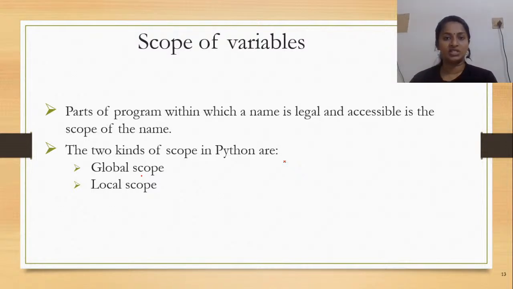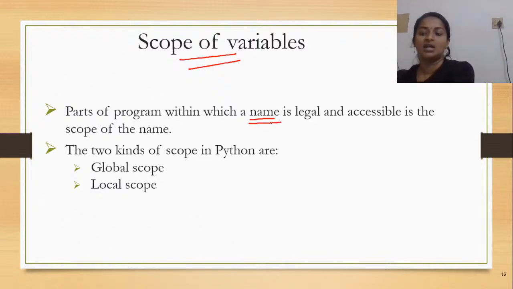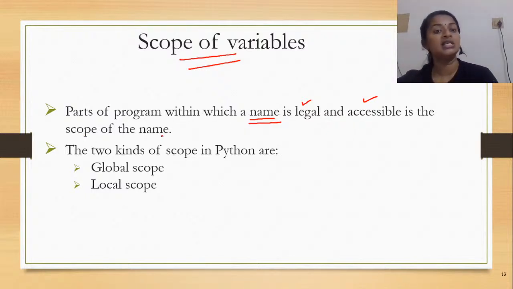So that's all with the scope rules. Now we are going to learn what exactly scope is with regard to variables. So next we are going to see the scope of variables or data items. Parts of the program within which a name, and the name here refers to the variable, is legal and accessible. We are talking about the legal as well as the accessible nature. When both of these hold together, we say that this is the scope of the name.